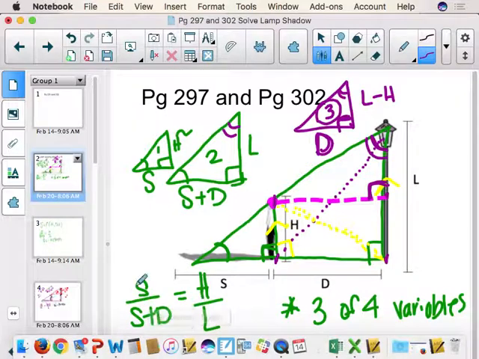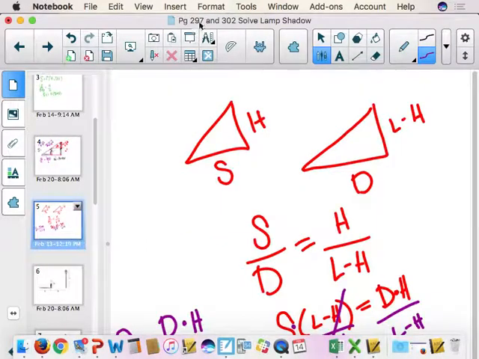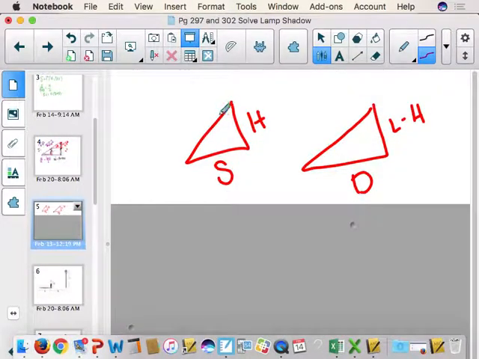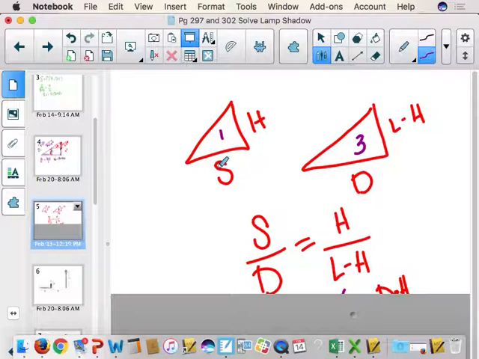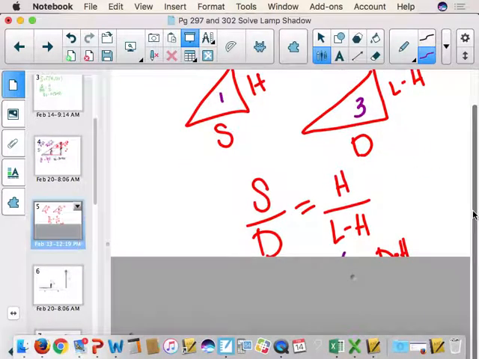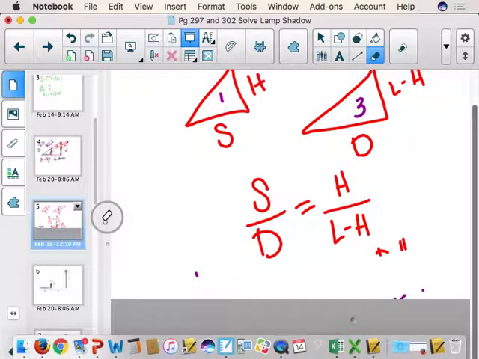So if I now rewrite a proportion, let's see. I have triangle 1, shadow and height of the object, triangle 3, distance and L minus H. A proportion might look like this, would you agree? S over D would equal H over L minus H. And what would cross products look like? D times H. Good.